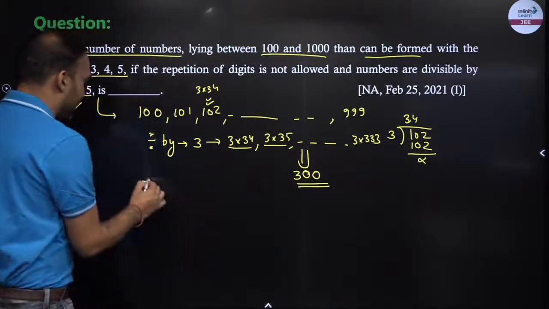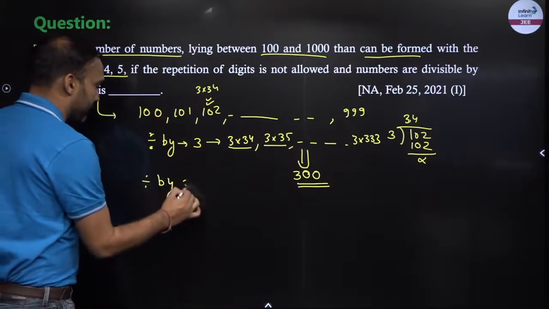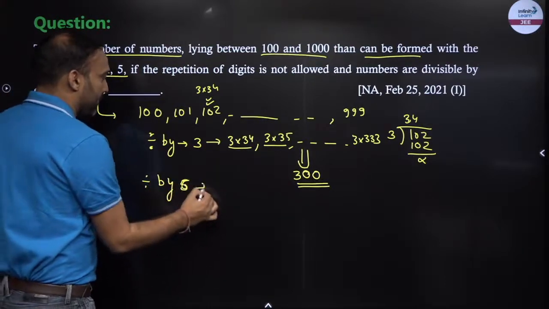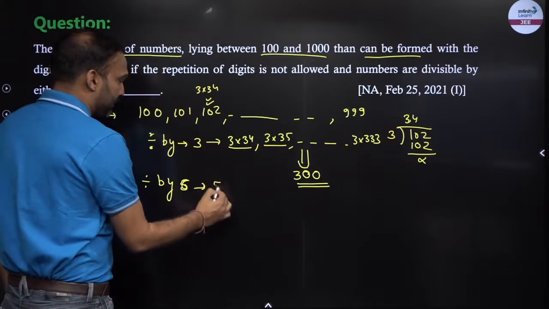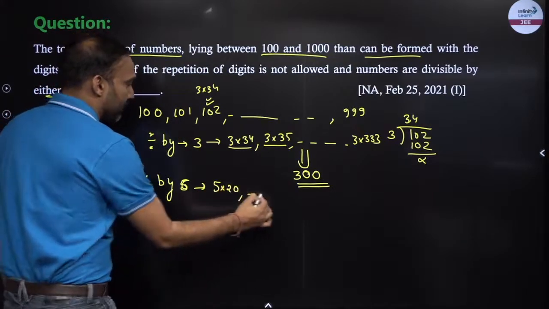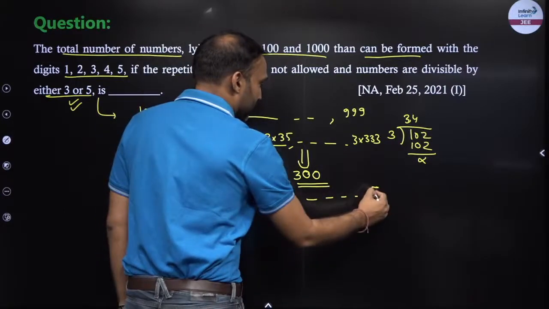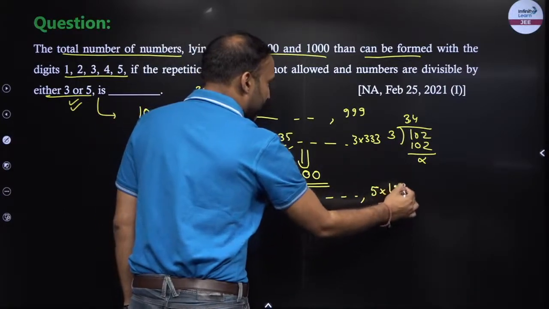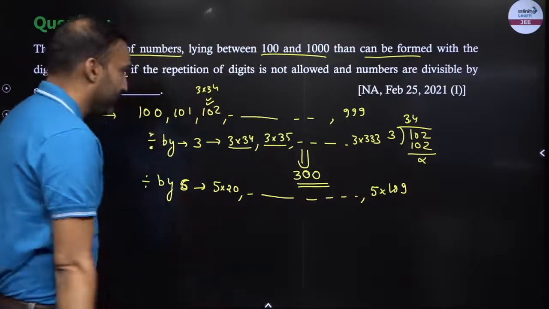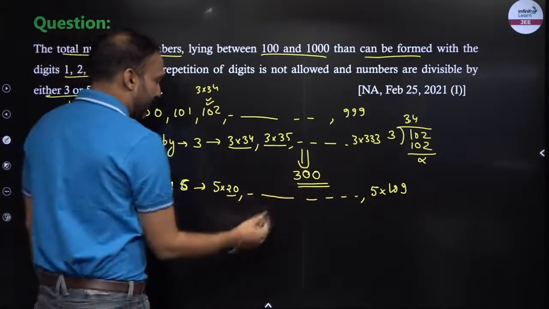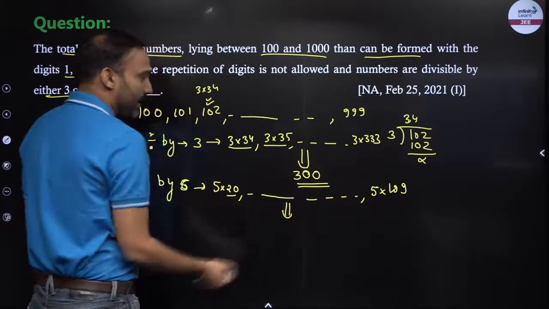Let us see how many multiples of 5 we have. The smallest would be 100, that is 5 into 20. And what is the largest? That would be 995, so 5 into 199. So from 20 to 199, how many multiples of 5 do I have?